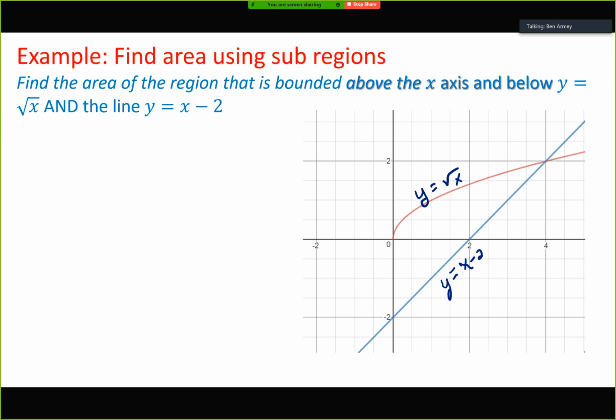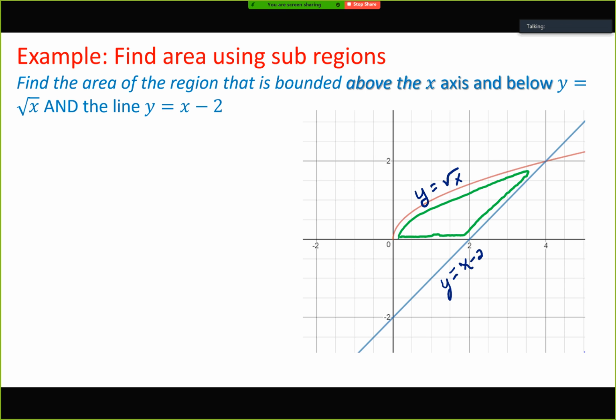This is not saying below the line y equals x minus 2. It's only talking about below the line y equals root x. And then the other, like the third bound, is the line y equals x minus 2. So we are trying to find this area right here. So it's bound underneath the red line, but it's also bound by that blue line. So that's the area we're trying to find.